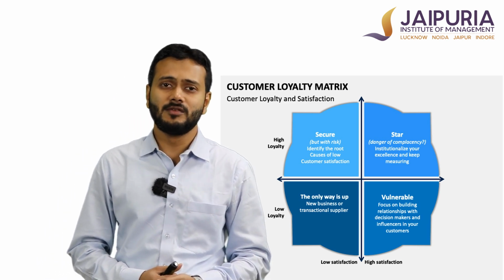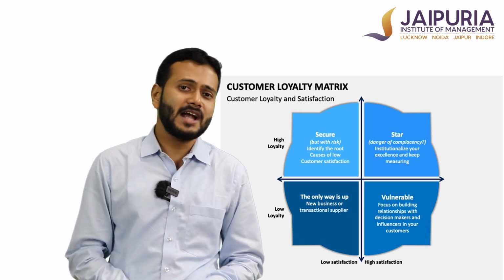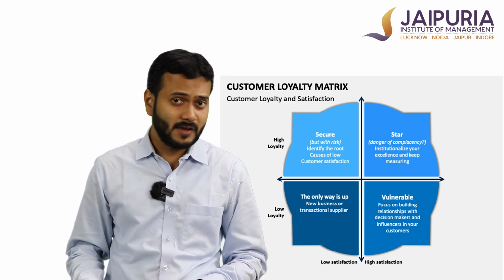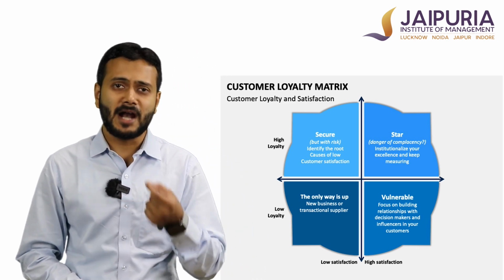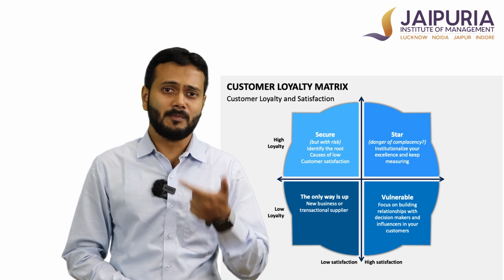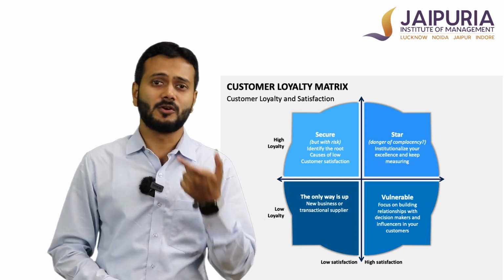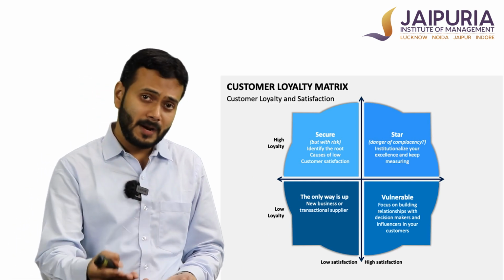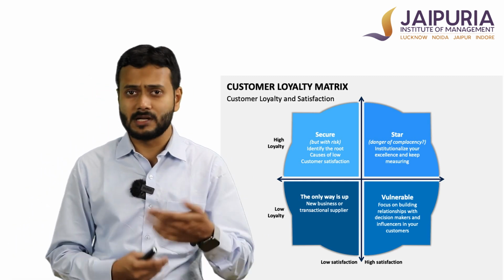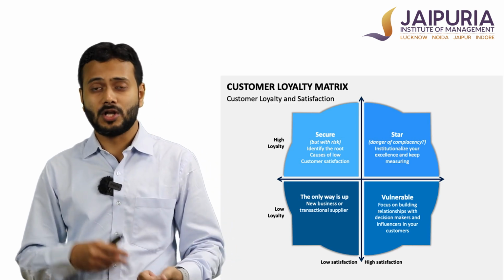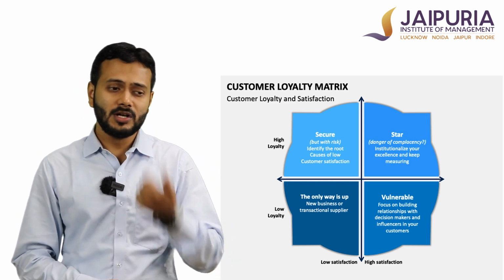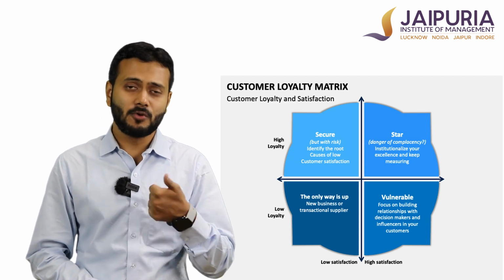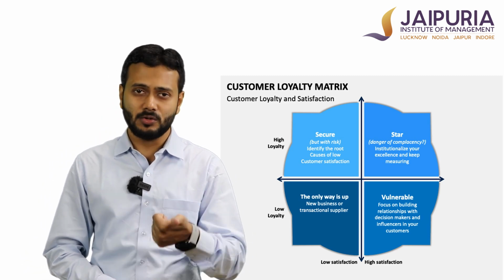In the first quadrant, we will be discussing low loyalty and low satisfaction. If a brand falls into this category, the only way is up: new business or a transactional supplier. Here the loyalty is low for a particular brand and the satisfaction derived from that brand is also quite low. So the only way up is to provide a product that has a utility in day-to-day life.